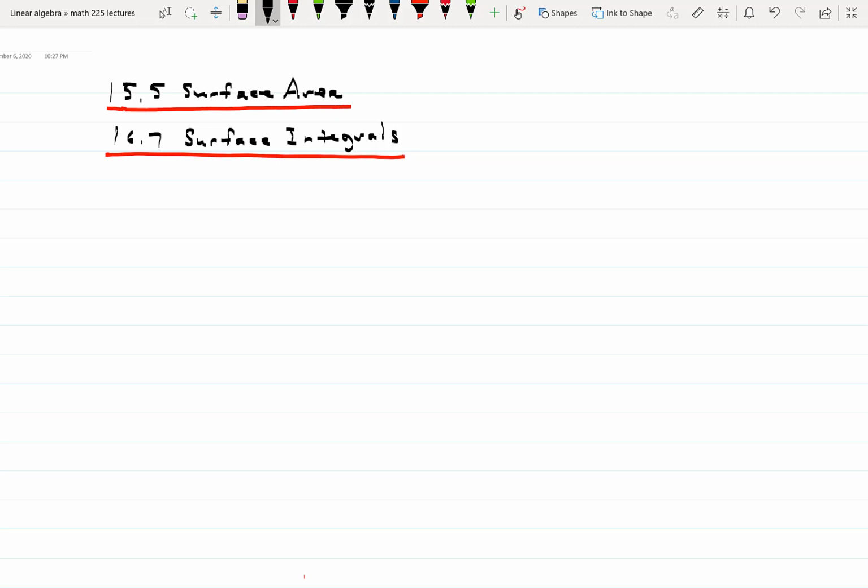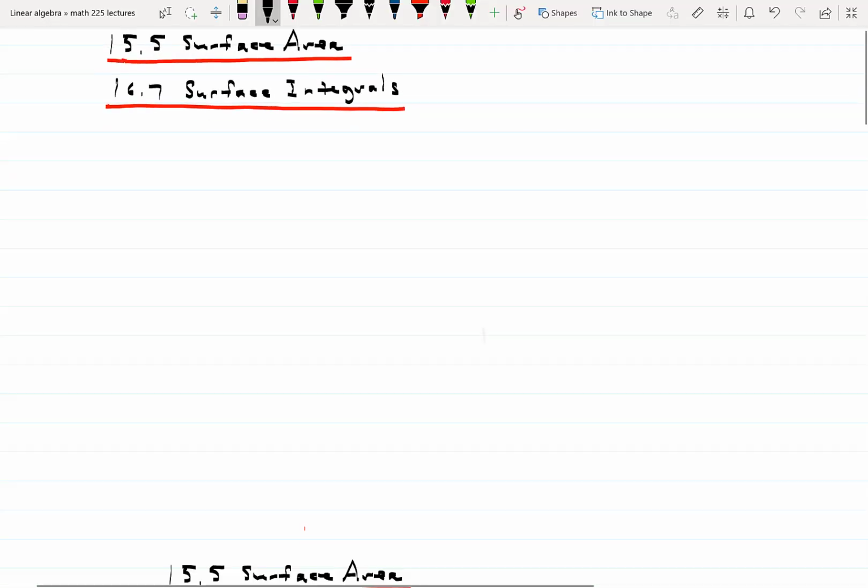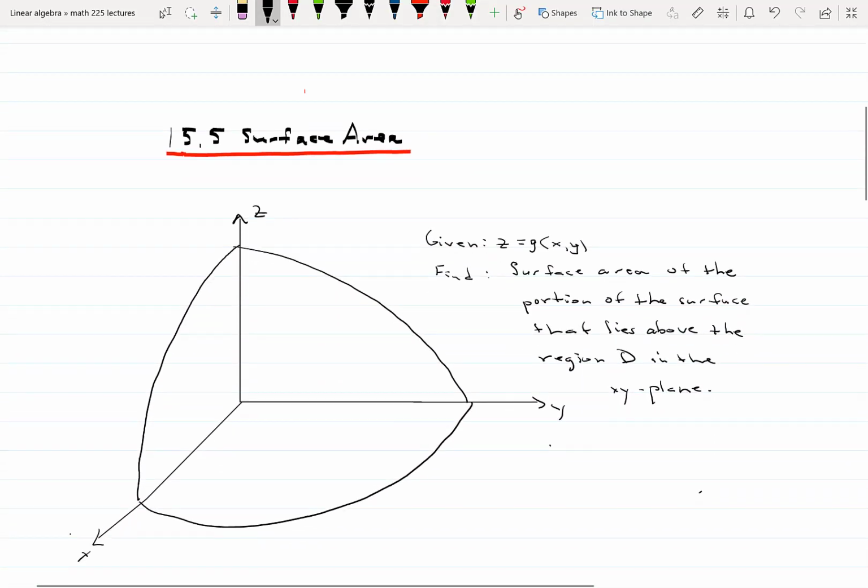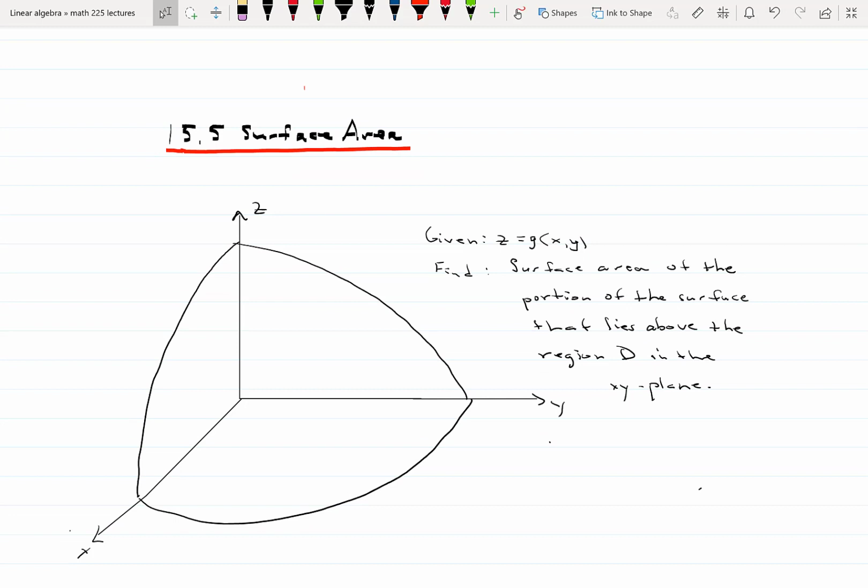Okay, so let's get started with section 15.5. In this section, we have the fundamental problem of finding the surface area of a portion of a surface. So let's get real formal here. Given a function z equals g of x, y, find the surface area of the portion of the surface that lies above the region D in the xy plane.